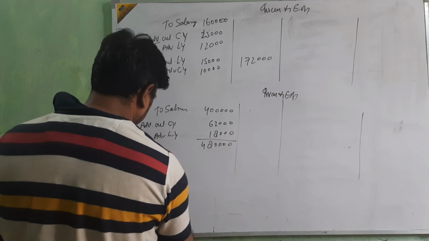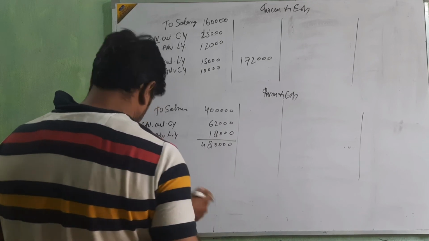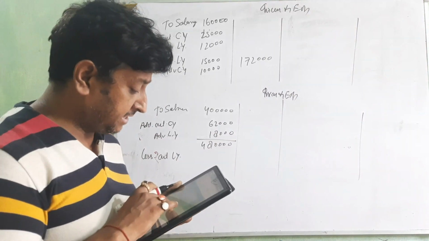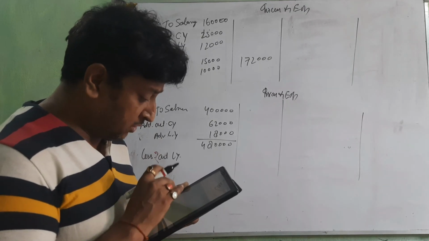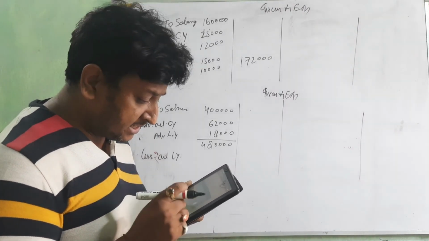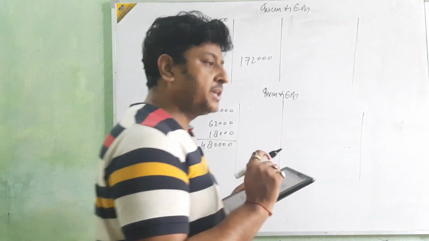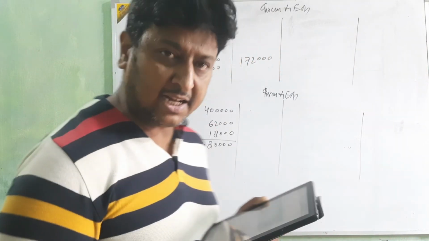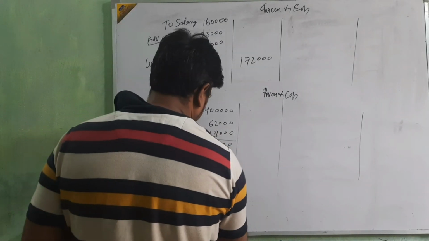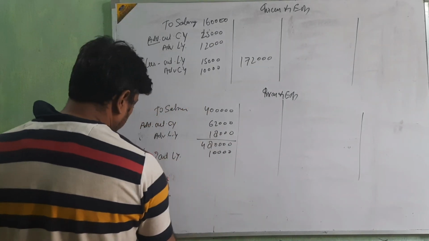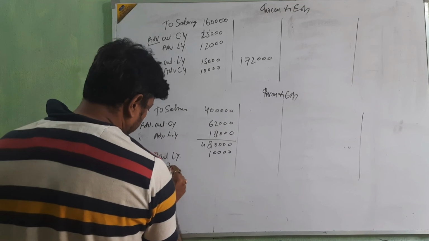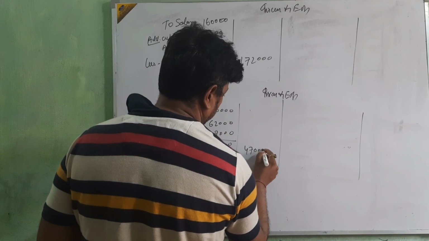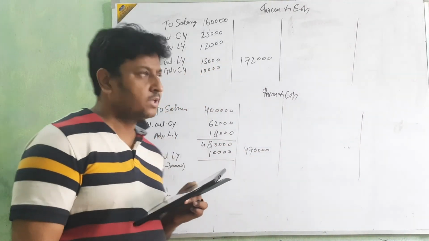480, and then less outstanding of last year. But see, 40,000 is outstanding of last year, and in the receipts and payment account for 2019-20, salary received is 30,000. It means out of this 40,000 we have already received 30,000, so only 10,000 is due, beta. So less that 10,000. It's 40,000 minus 30,000. So 4,70,000. Okay? Clear?